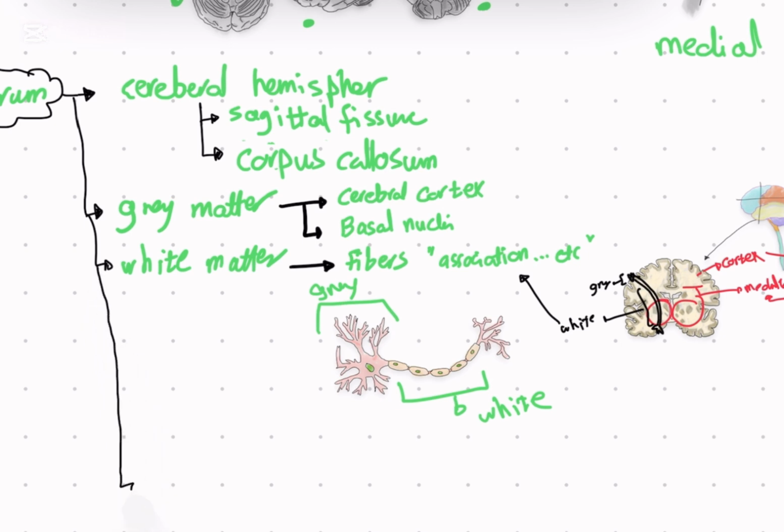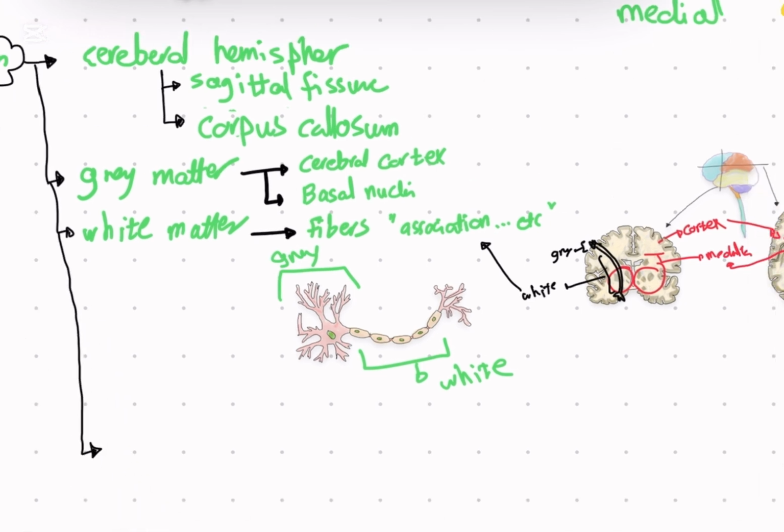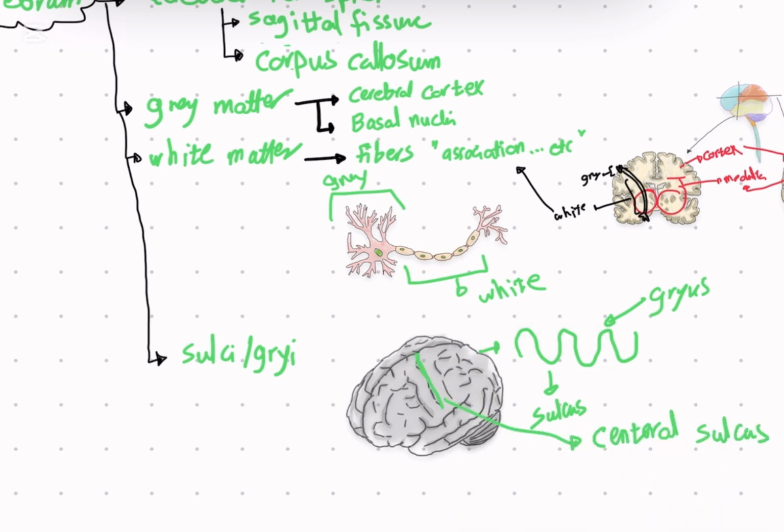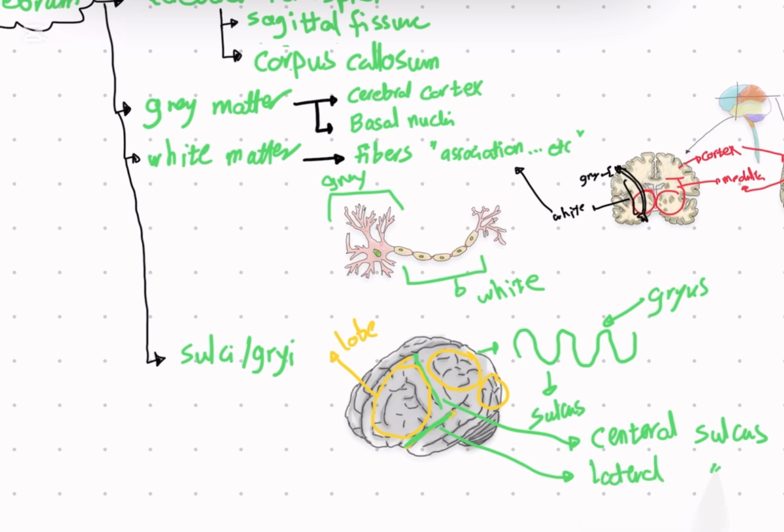If we look at the cerebrum from the lateral view, we can see the surface of the cerebrum forming folds. These folds are known as the sulci and gyri. So the upward projection is called the gyrus and the downward groove is called the sulcus. We have two major sulci in the lateral view of the cerebrum. The first one is known as the central sulcus and the other one is known as the lateral sulcus. Those sulci divide the cerebrum into lobes. Now let's talk about the lobes of the cerebrum.